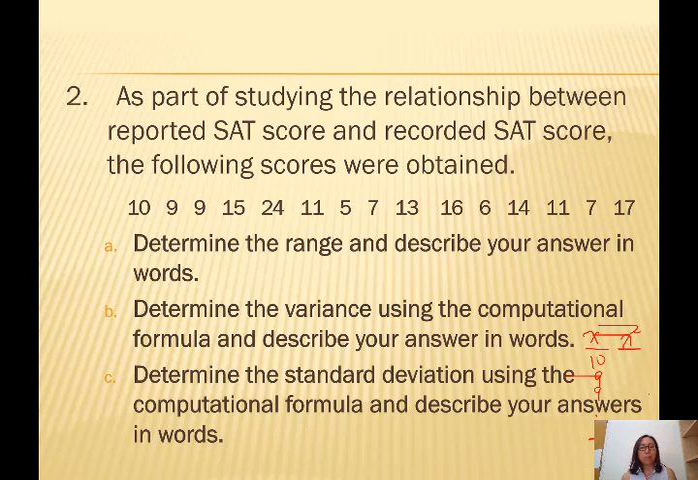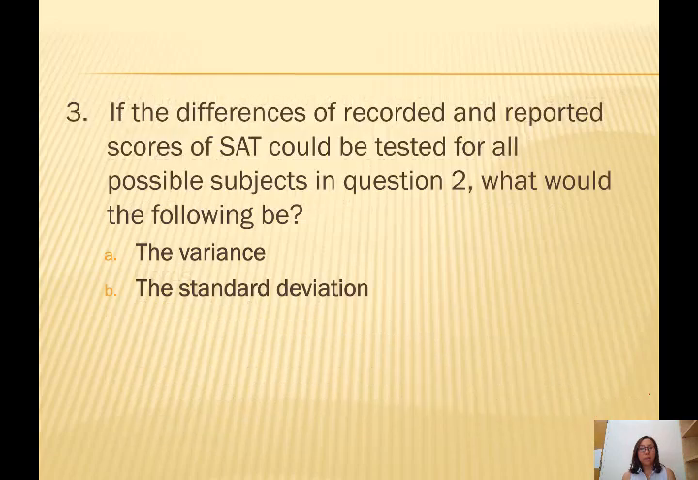And then in question C, it says, determine the standard deviation using the computational formula and describe your answers in words. So once you have your variance, then we can take the square root to get your standard deviation. So it's an easy one step from the previous question, question B, to question C. Then the description of the standard deviation, using the words in an earlier slide, you would say on average, scores vary from the mean by, and give the answer.